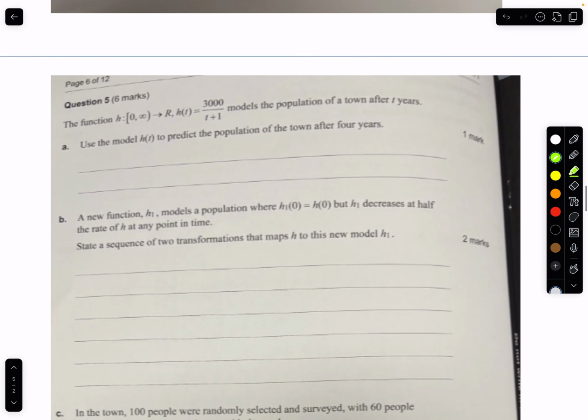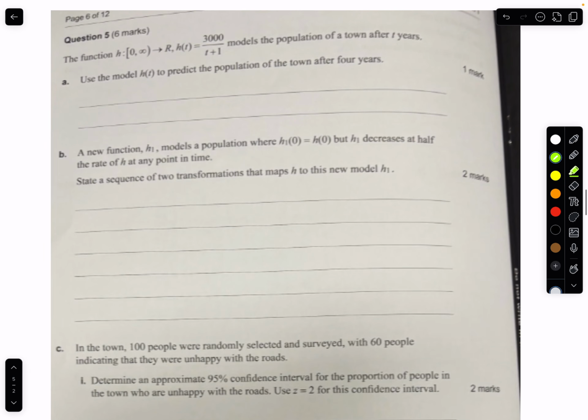So next question is question 5. Question 5 says, the function h from 0 to infinity, h of t, which is a hyperbola, models the population of a town after t years. Use the model h of t to predict the population of the town after 4 years. Easy. So h of 4 gives you 4 plus, basically 3,000 divided by 4 plus 1, which is 5, which gives you 600. 600 is your population. Not too bad.